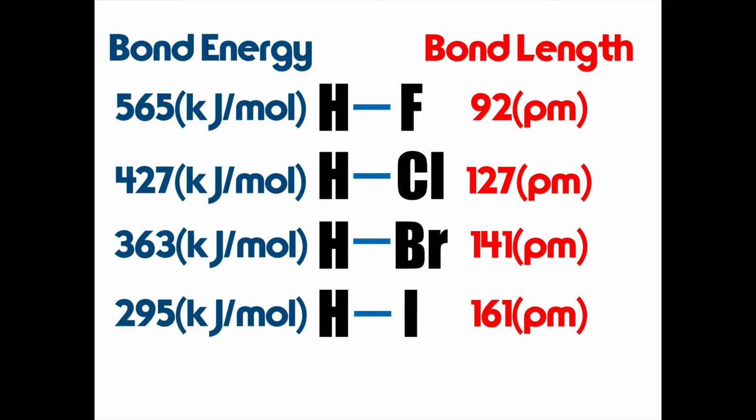Okay, and that's what we call bond energy. So in order to break up hydrogen and fluorine, look at the amount of energy it requires, 565 kilojoules per mole, compared to hydrogen and iodine at the bottom, which is 295. So the bond length, the fact that hydrogen and fluorine are so close together and bonded so strongly, it makes sense that it would require more energy to break that bond.